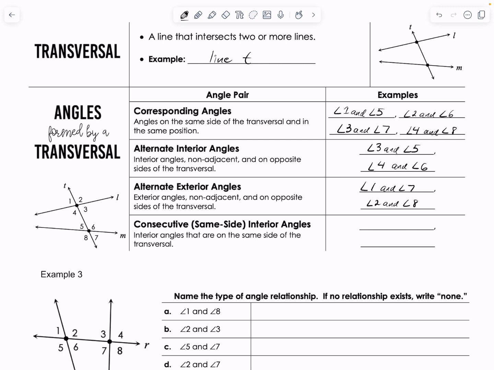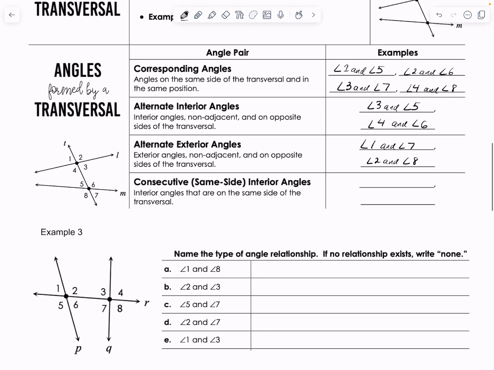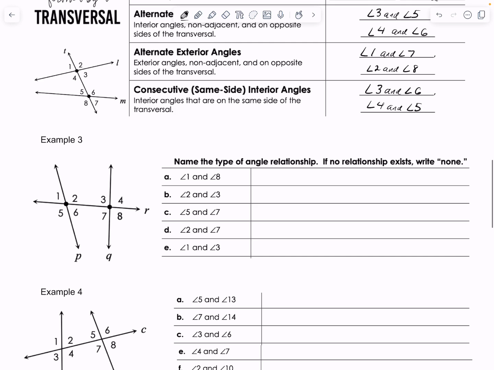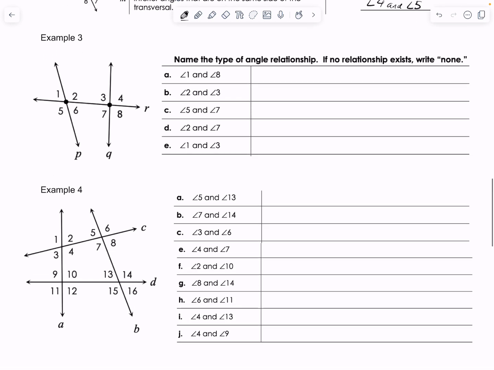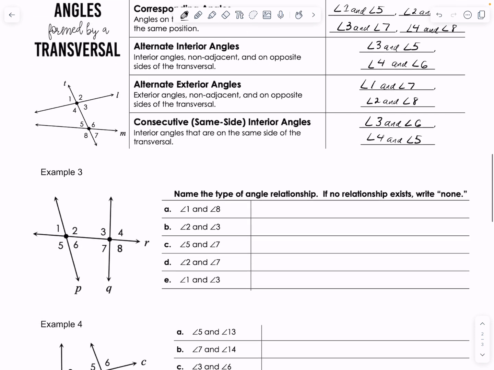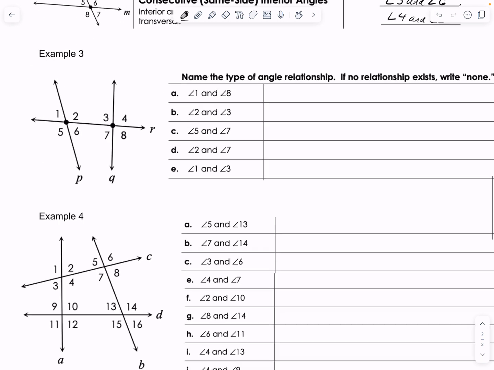And the last one we'll look at is consecutive same side interior angles. They're on the same side of the transversal and they're interior. So that would be like angle 3 and angle 6, and then finally angle 4 and angle 5. All right, so we're going to practice naming these in these two examples before you get a chance to try. Remember, if it's not any of these four, we're just going to write none in terms of the relationship.